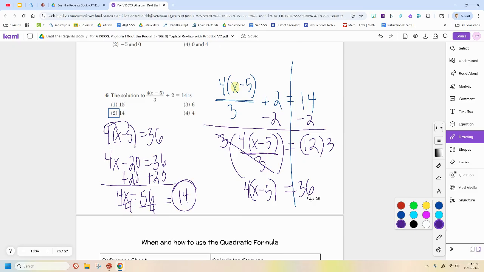Yuck. The other thing with multiple choice is you can always plug in. So, for example, 15 is not the correct answer. So if I did 15 subtract 5, I would get 10. And 10 times 4 is 40. And 40 divided by 3 is something ugly, which means when I add 2, it can't be equal to 14. So lots of ways to get these questions right. Don't give up. You can do it. I have faith.